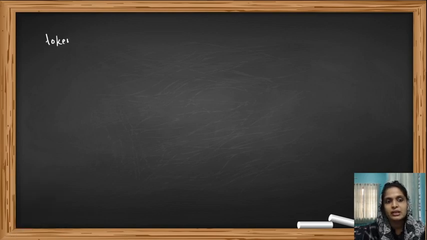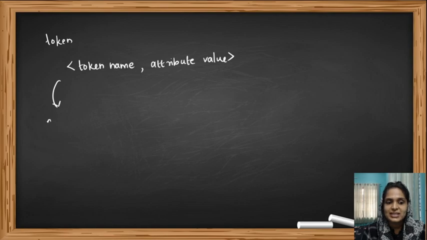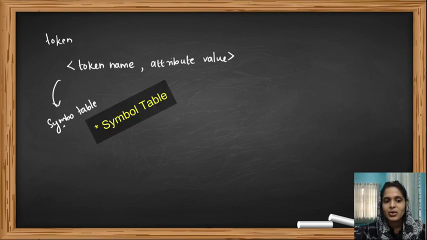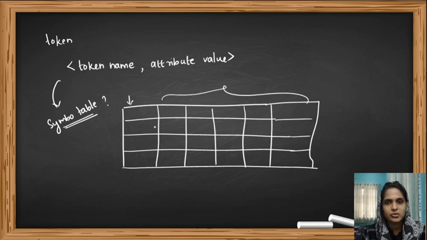And one more thing you have to note is, these tokens will be represented in the form token name, comma, attribute value. Attribute value means some additional information about this token. And this token will be saved to a symbol table. Now what is this symbol table? Symbol table is actually a data structure just like a normal table. Here the token name will be there and here the attribute values will be stored.